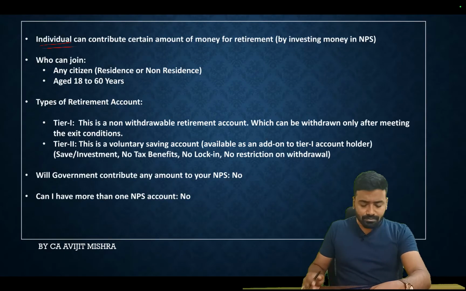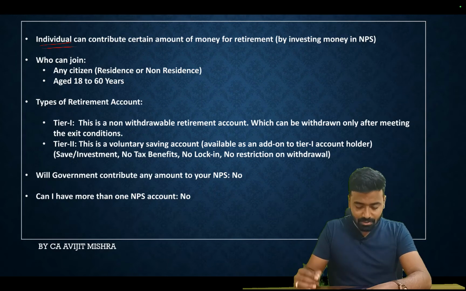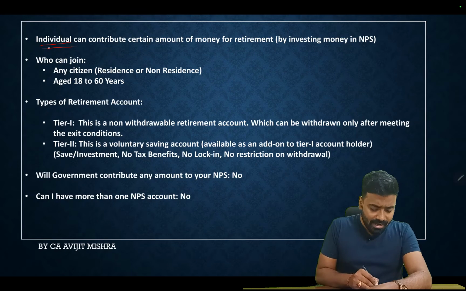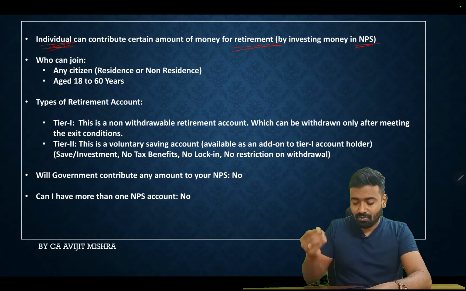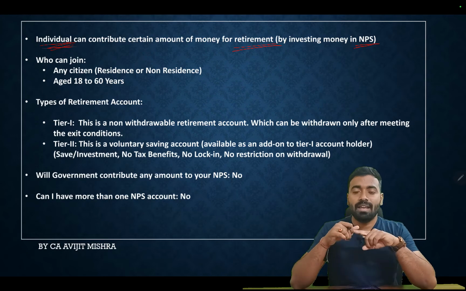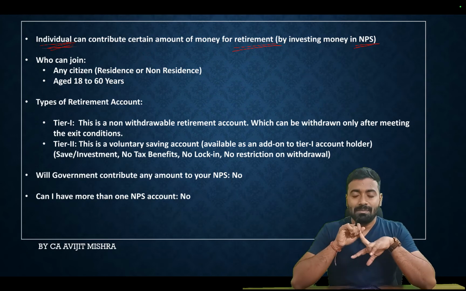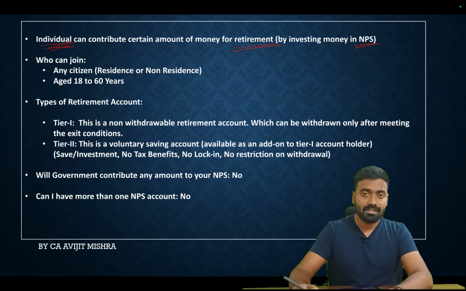If you see here, the first question that may come to your mind is: who can contribute money to the National Pension Scheme or National Pension System? First, any individual can contribute a certain amount of money for retirement by investing in the National Pension Scheme. Any individual like me and you, whether you are employed or not, whether you are a businessman or not, can invest money under the National Pension Scheme to take the retirement benefit.